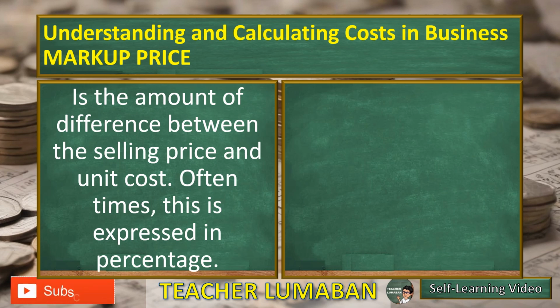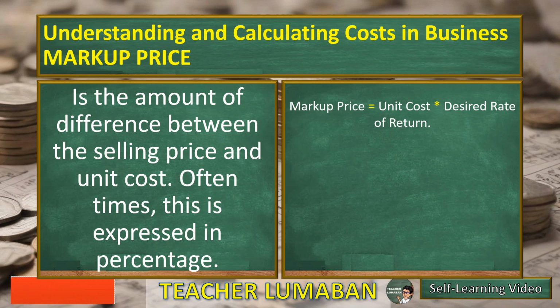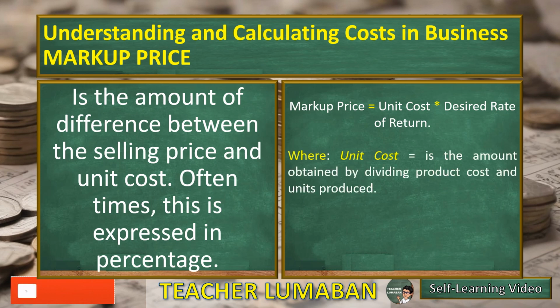Ngunit upang makuha ang halagang iyon na idaragdag sa halaga ng unit upang gawing kumikita ang negosyo, sinusunod namin ang formula na ito. Markup price equals unit cost multiplied by desired rate of return. Where unit cost is the amount obtained by dividing product cost and units produced. Ito ay ang halagang nakuha sa pamamagitan ng paghahati sa gastos ng produkto at mga unit na ginawa.